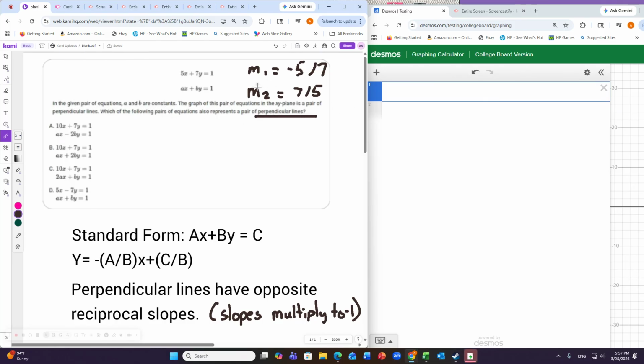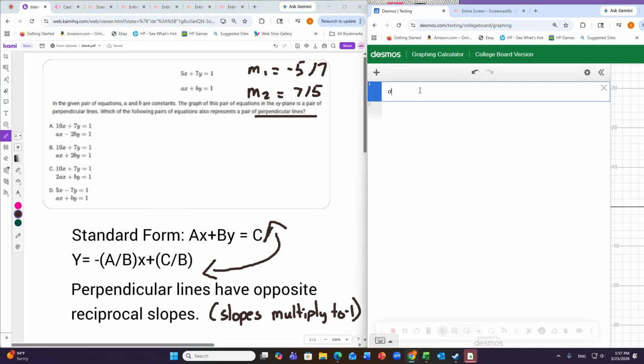So we have to know that perpendicular lines have opposite reciprocal slopes. This is a good little shortcut for the SAT. We can go from standard form to slope-intercept form easily. And perpendicular lines, like I said, have opposite reciprocal slopes, but that also entails that the slopes multiply to -1. So here's what we're going to do. We're going to be efficient.